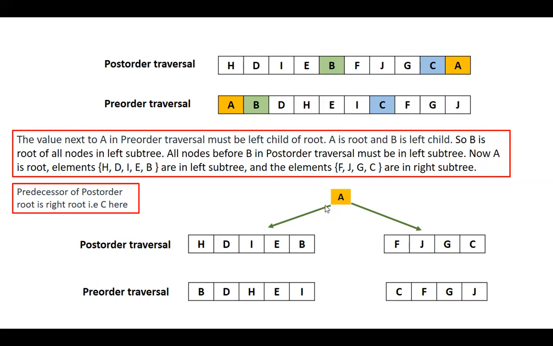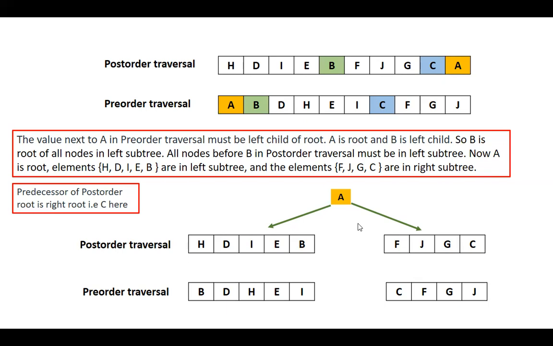Fine. So A is the root, and now we know the left subtree elements start from B, including B: that is B, E, I, D, H. Similarly, the right subtree elements are F, J, G, and C. Now just copy from here again for pre-order: B, D, H, E, I. And here it is C, F, G, G.